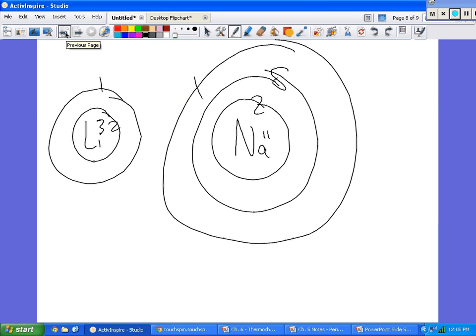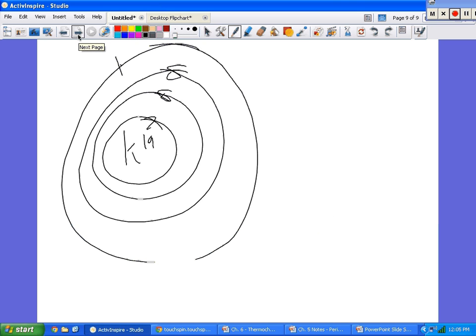It's got more electrons, but let's think about it in this term. Let's just compare lithium to potassium. Let's pretend that this is you right here in the center.